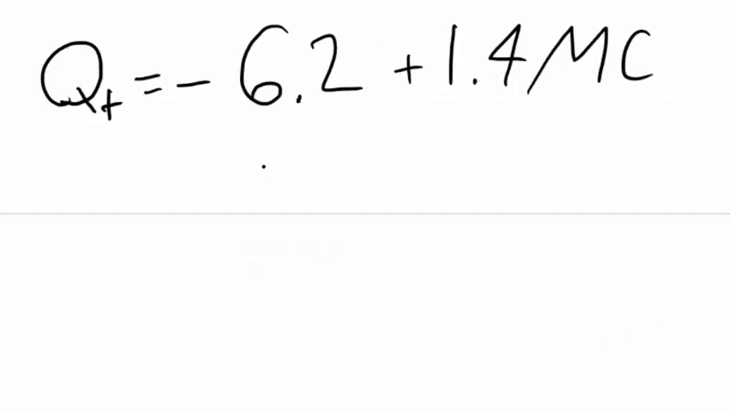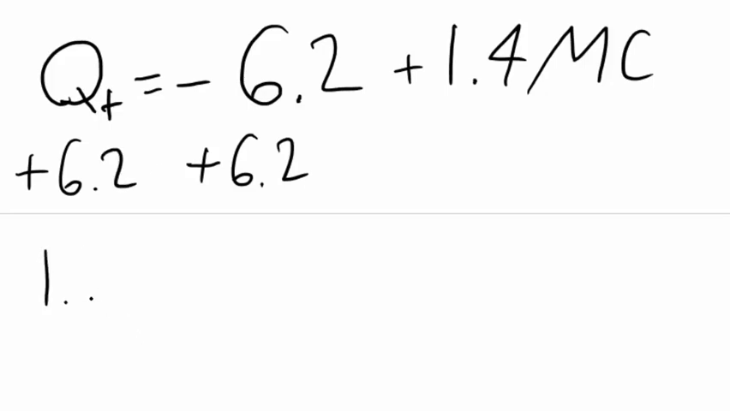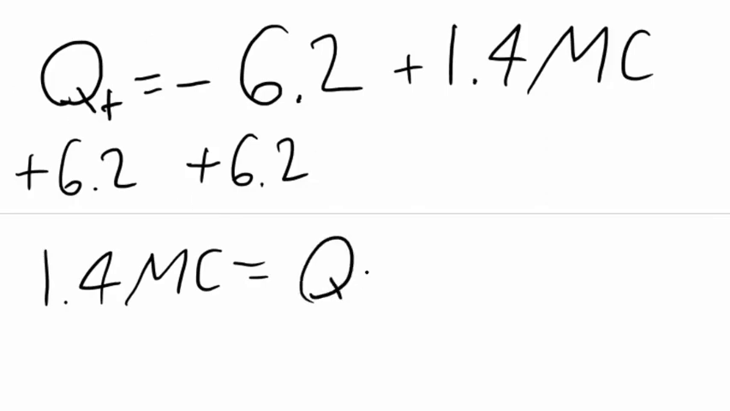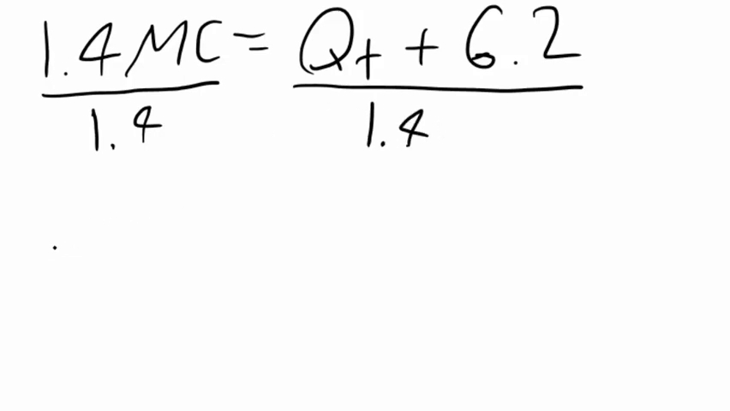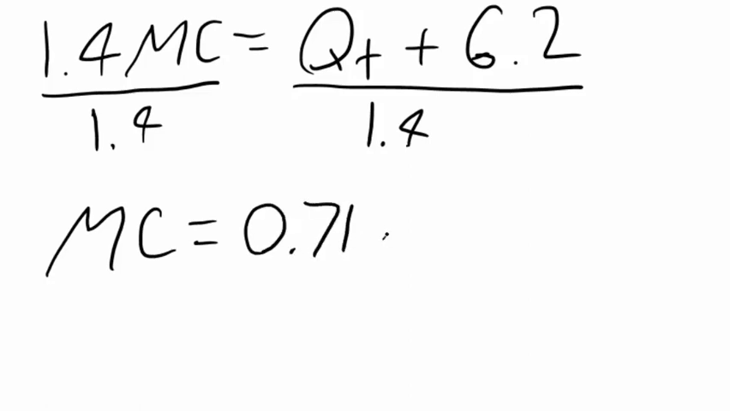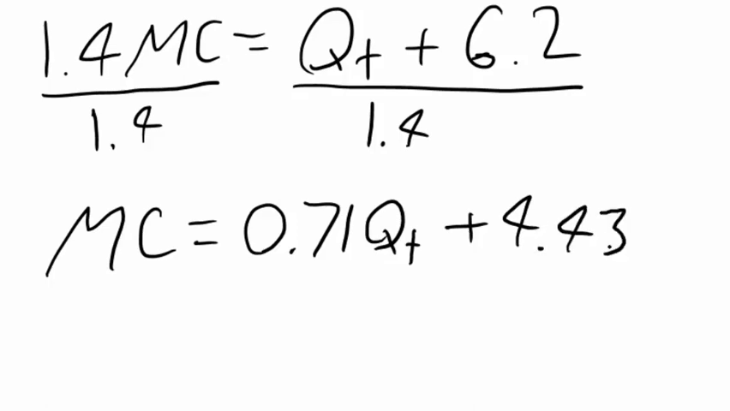Now in order to solve for our marginal cost, we would add 6.2 to both sides and get 1.4 times the marginal cost equals quantity total plus 6.2. And so if we divide both sides by 1.4, we are given a marginal cost of 0.71 quantity total plus 4.43. And so we have our marginal cost.